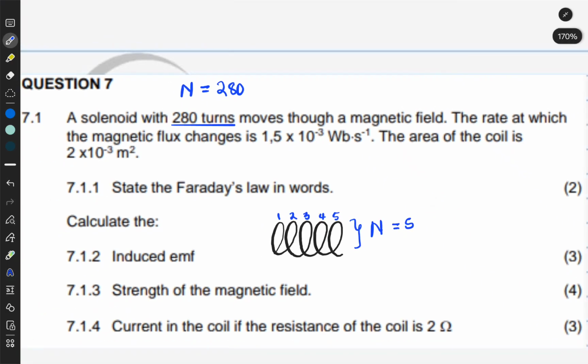Now let's continue. The rate at which the magnetic flux changes is 1.5 times 10 to the power minus 3 Webers per second, right? What does that mean? Because normally we know that the magnetic flux linkage, or in effect the change in magnetic flux, is just Weber in terms of the SI units, but in this case they added that it's actually Webers per second, right? So what does that mean?